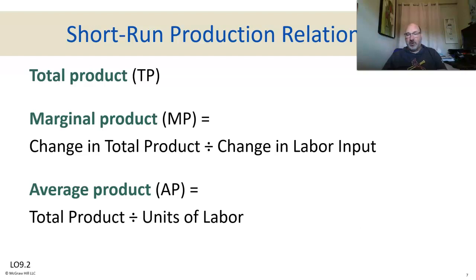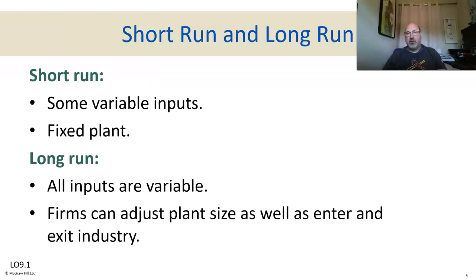If we do go back to this, in the short run, you make what we call a production decision. In the long run, we make what we call an investment decision. So in the short run, you make those production decisions. How much am I going to produce? In the long run, you make that investment decision. How large am I going to be? Am I going to build a small plant, a medium-sized plant, or a large plant?